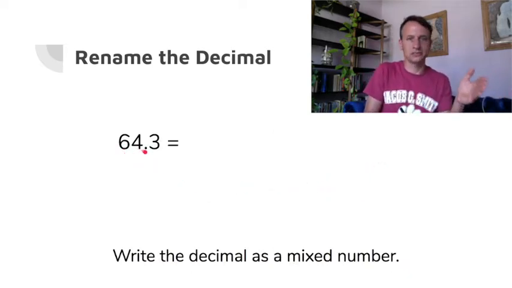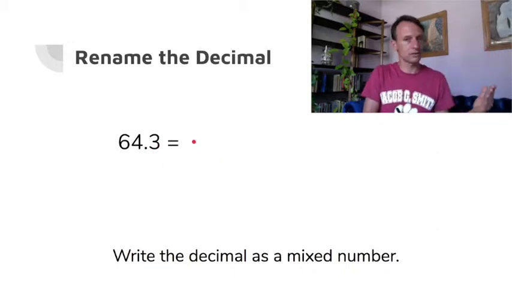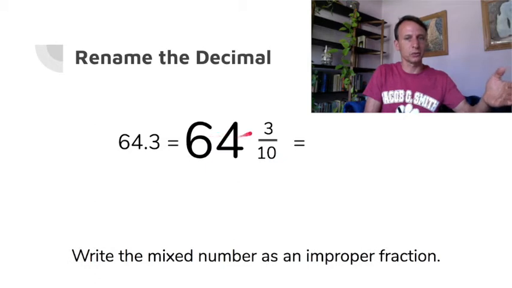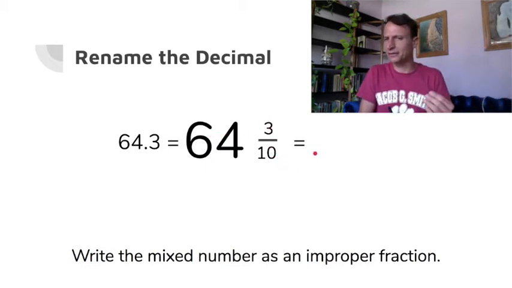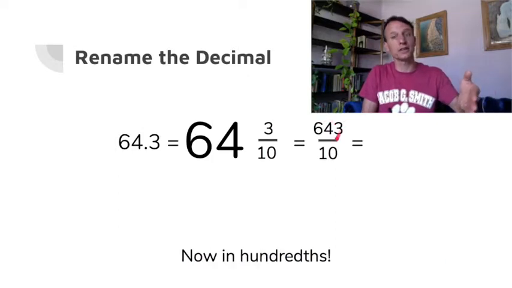How about that? 64 and 3/10, mixed number, looks just the same. 64 and 3/10. Now, this is where you might check yourself and say, how many tenths would that be? Well, this is 640 tenths, isn't it? Plus the 3 here, so 643 tenths.